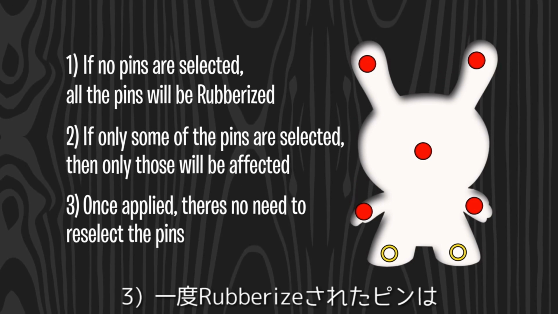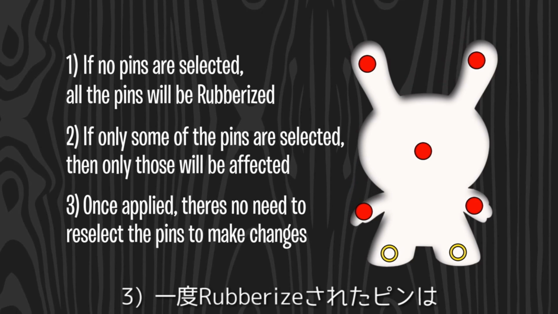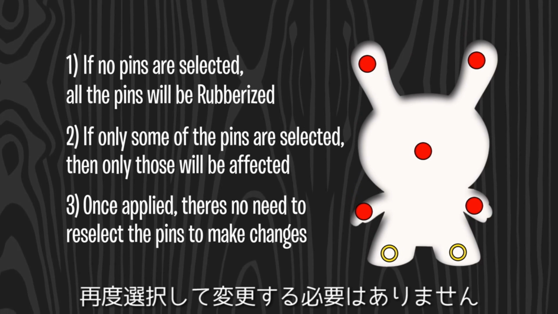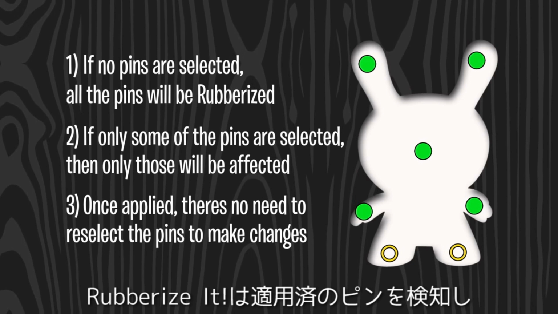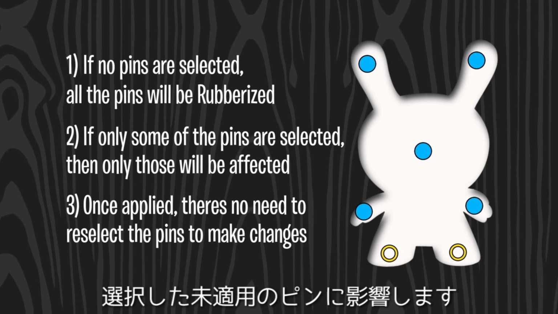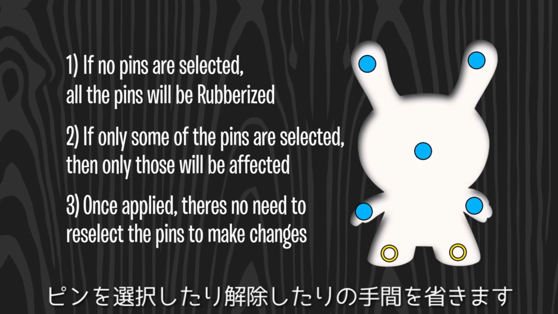The third thing to keep in mind is that once you have initially applied Rubberize It, there's no need to reselect pins to make the changes. Rubberize It will see which pins have expressions applied and will only change those pins from that point on. This will save a lot of time selecting and deselecting pins.